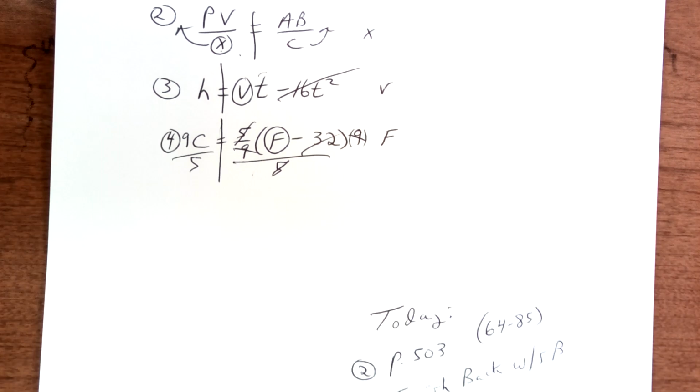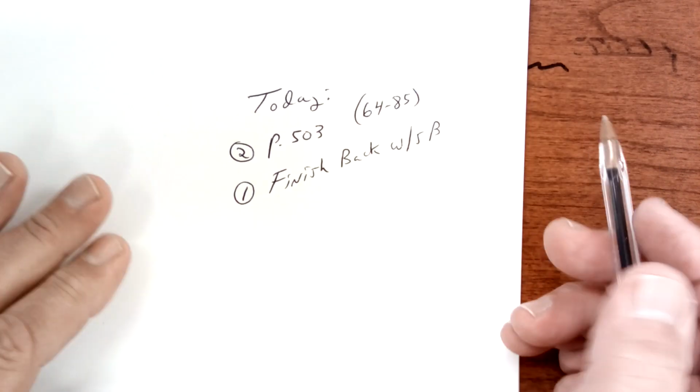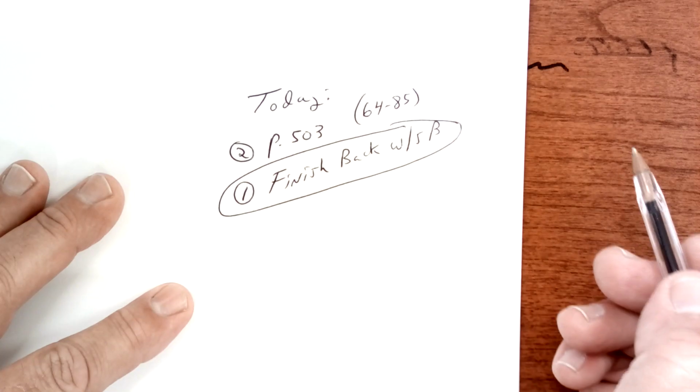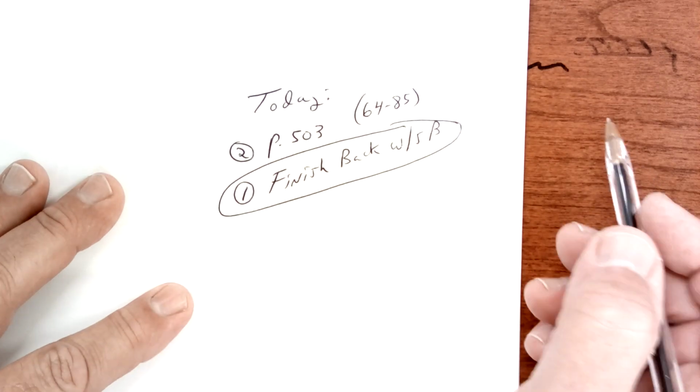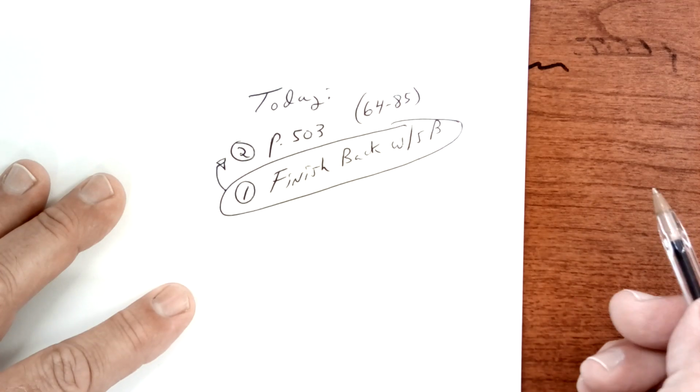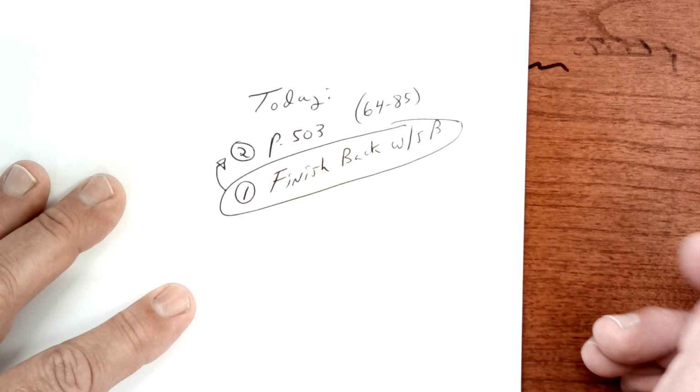Today, I want you to finish the back of the worksheet from yesterday. If you need one, it's over here on the table. And then I want you to go to the book and work these. Leave your work out. Do not pack up early. I will walk around and check it.